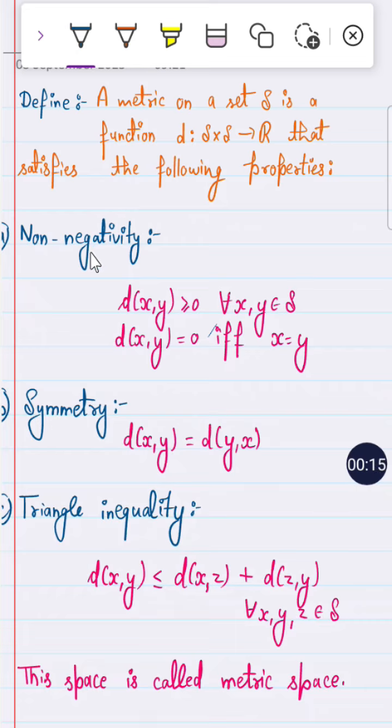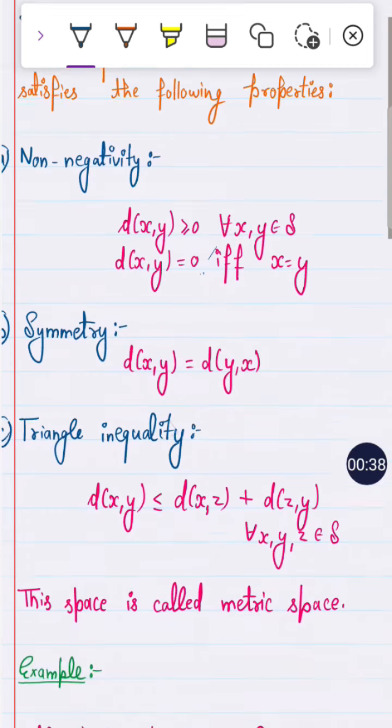What are the properties? The first property is non-negativity. The function d defined between x comma y, two elements of S, is always non-negative, and if the function between two elements equals 0, this implies, if and only if, x equals y, otherwise not.